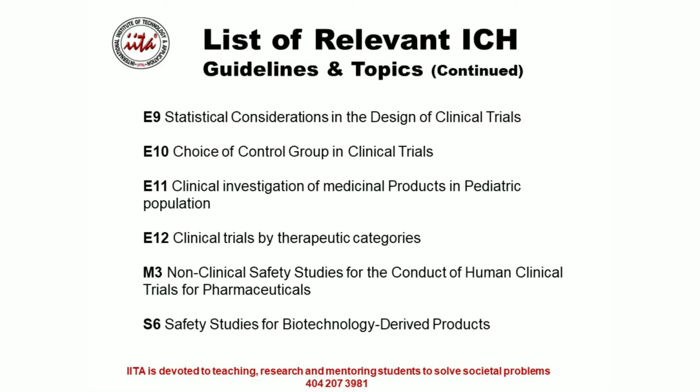List of relevant ICH guidelines and topics continued. Topic E9 would be the statistical considerations in the design of clinical trials. Topic E10, choice of control group in clinical trials. Topic E11, clinical investigation of medicinal products in pediatric population. Topic E12, clinical trials by therapeutic categories.